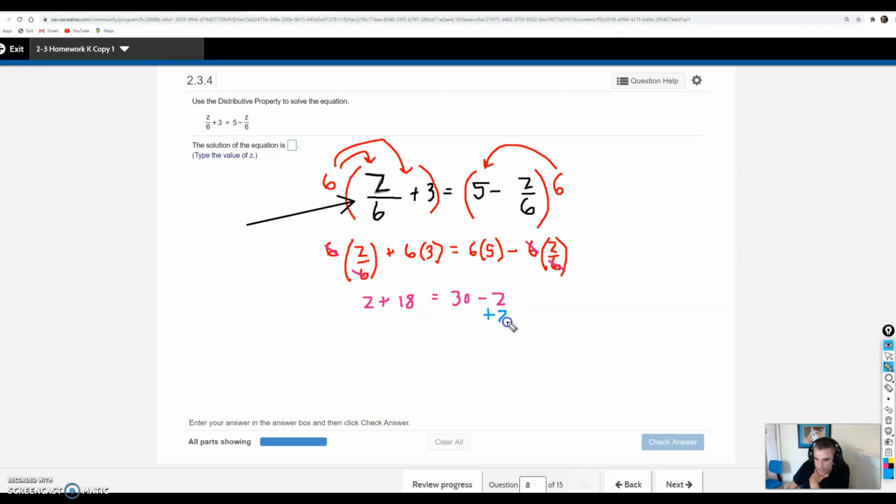I'm going to add z over here, add z over here. z plus z is 2z, right? I literally have two z's, plus 18. I still have my 30. If I have a minus z and then I add z, those cancel. So now I have a nice two-step equation. Step number one is subtract 18 from both sides. And I get 2z is equal to 12. And the last step is divide by 2 on both sides. And I get z is equal to 6.